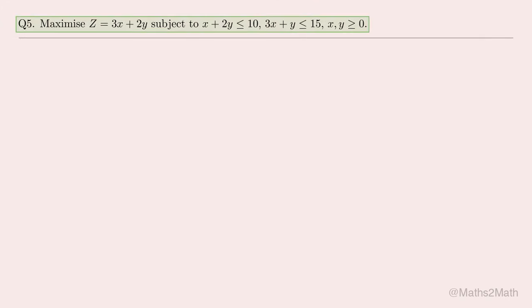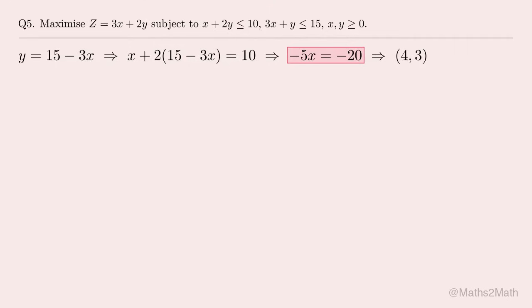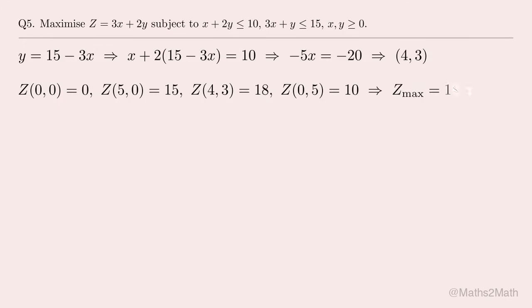Question 5. Back to a bounded region. Find where the 2 boundary lines meet. From the second boundary, y is 15 minus 3x. Substituting, -5x equals -20, so they meet at (4, 3). Corners: origin, (5, 0), (4, 3), (0, 5), with z values 0, 15, 18, 10. The maximum is 18 at (4, 3).